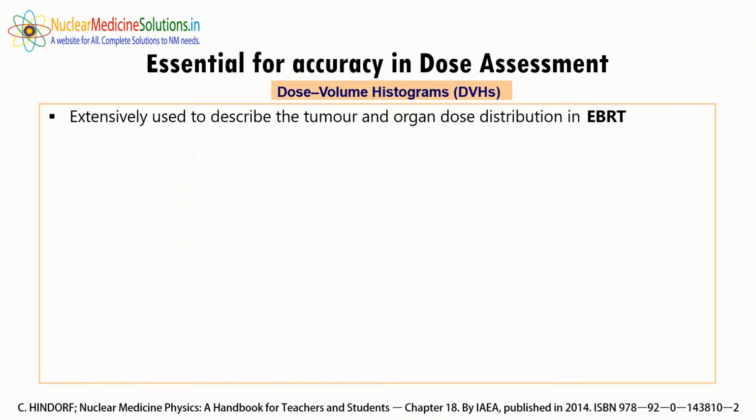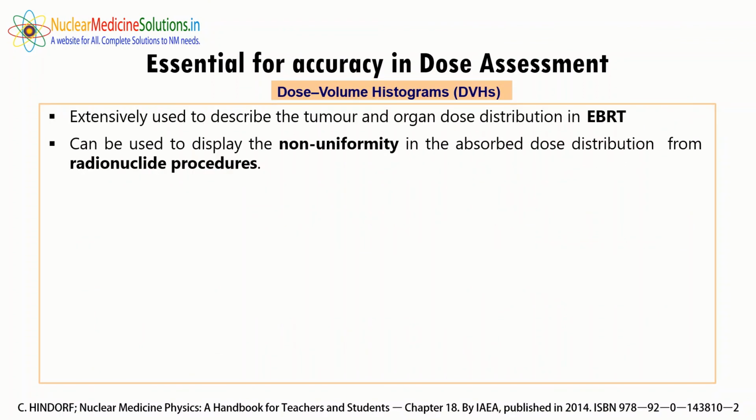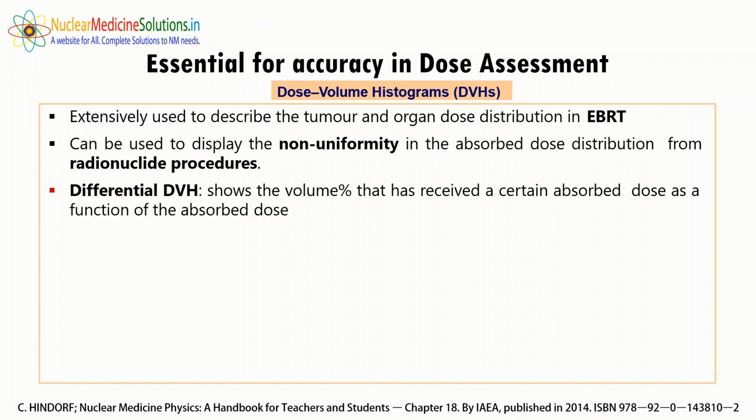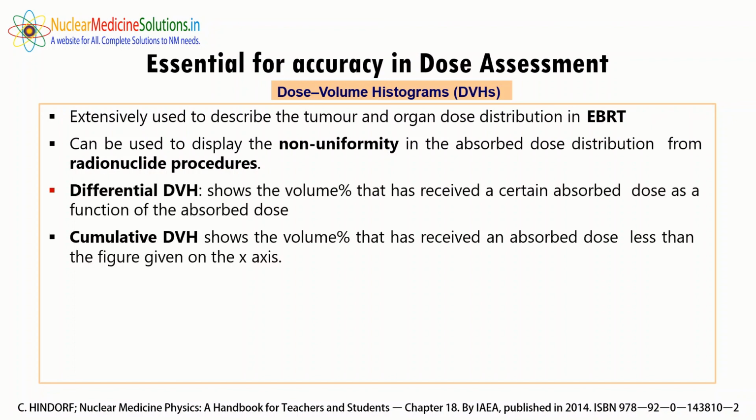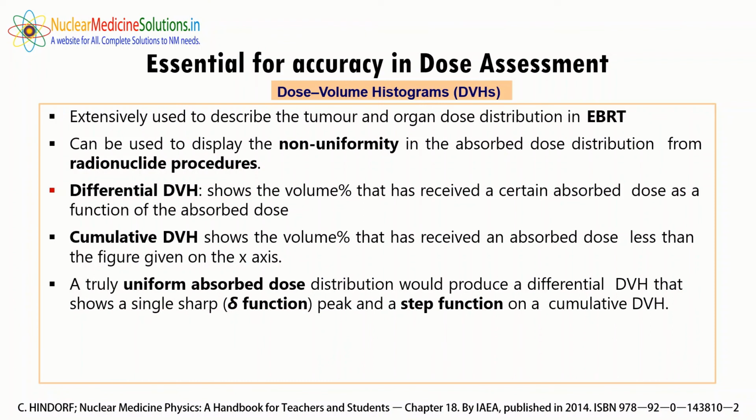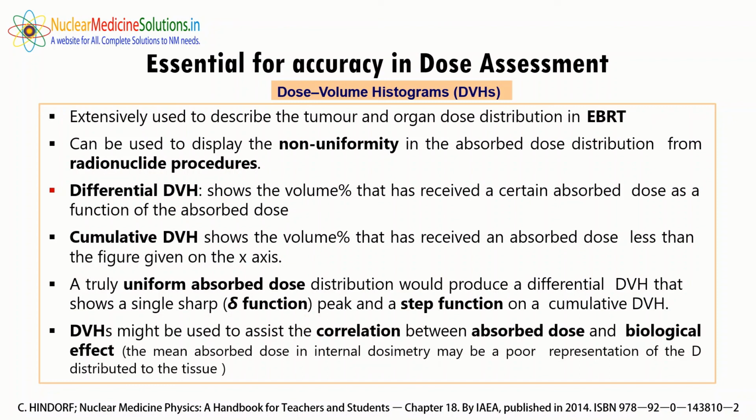Dose volume histograms are also used, which are extensively used in EBRT and can be used to display non-uniformity in absorbed dose distribution from radionuclide procedures. Differential DVH and cumulative DVH can be calculated. A truly uniform absorbed dose distribution would produce a differential DVH that shows a single sharp delta function peak and a step function on a cumulative DVH.